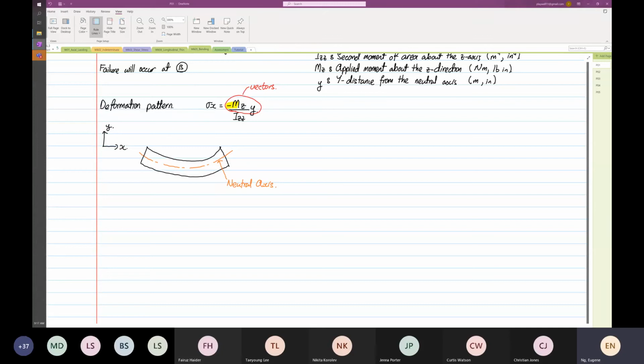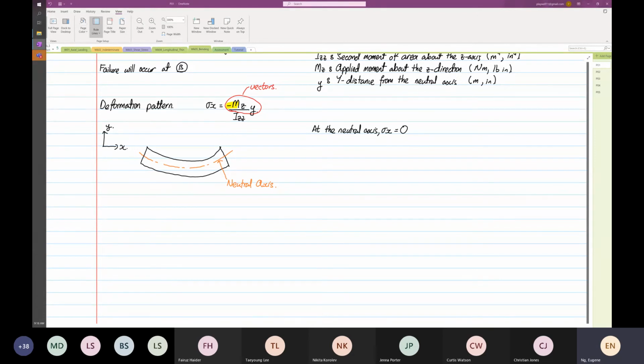What is this neutral axis? Okay, so the neutral axis. At the neutral axis, the normal stress, or the stress in the x direction, will be equal to 0. Now let's look at this.